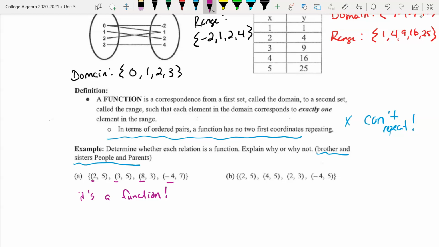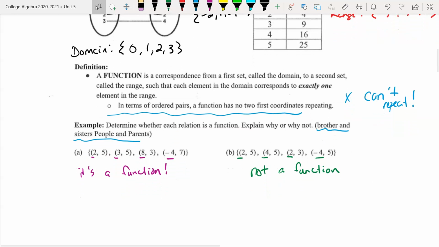Then the next one, same thing, they give you ordered pairs: (2, 5), (4, 5), (2, 3), and (-4, 5). Well, if you look at that, 2 shows up twice. That's a repeating x value, so that's not a function. And you would say, why? Because the x repeats.